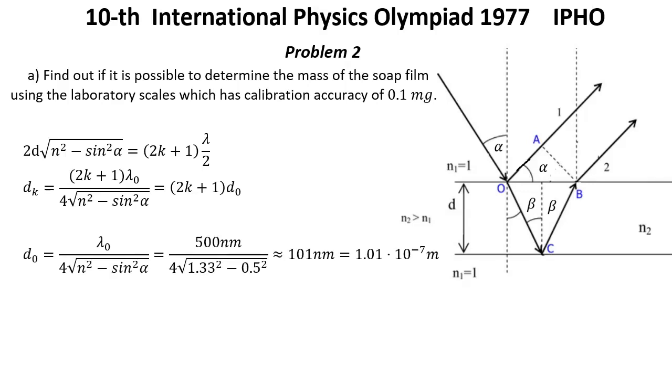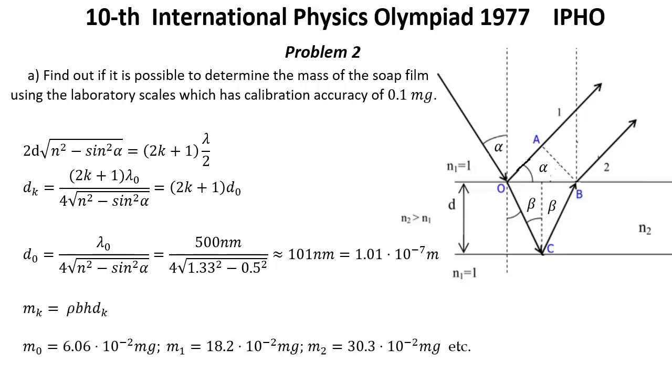That will be d0 equal lambda 0 over 4 square roots from n squared minus sine squared alpha, and after putting numbers we will get 1.01 multiplied by 10 power negative 7 meters. And after that we can count all masses for further layers.